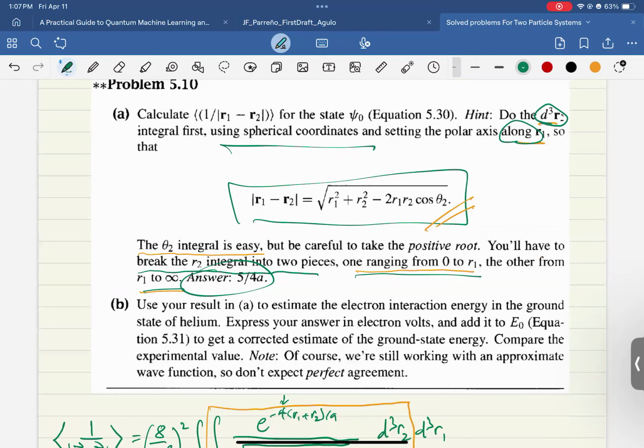Okay, any questions? Okay, so let's move now to the second question. Use the result in A to estimate the electron-electron interaction energy in the ground state of helium.